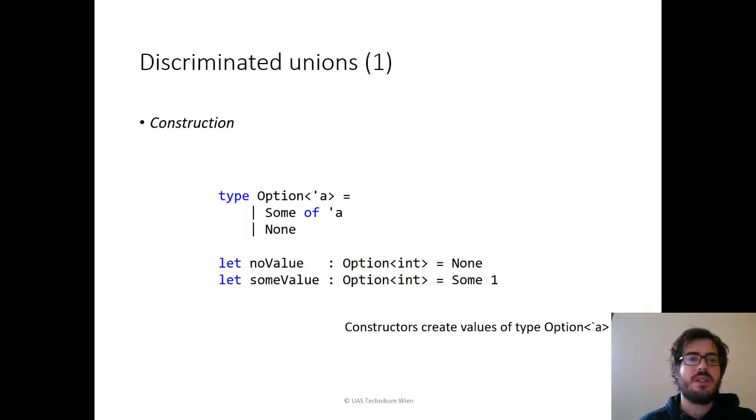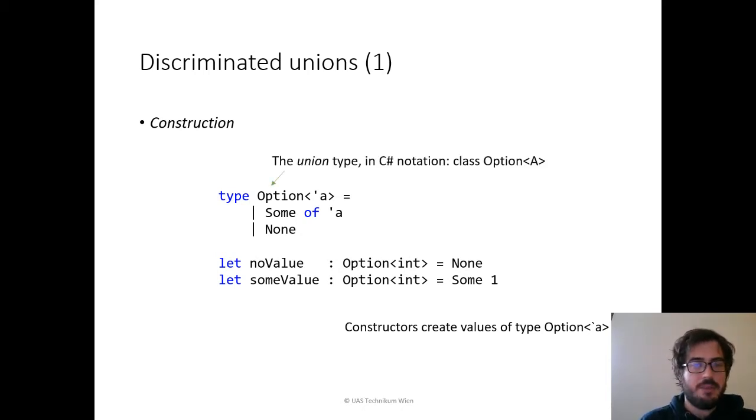Let's look at discriminated unions in more detail. We will switch now to the F# definition, which is pretty much the same. So what we can see here is that we have a so-called union type or discriminated union, which is basically just like a class definition.